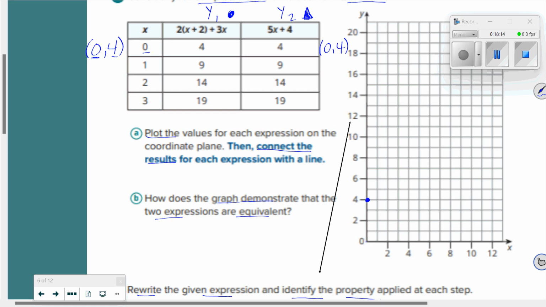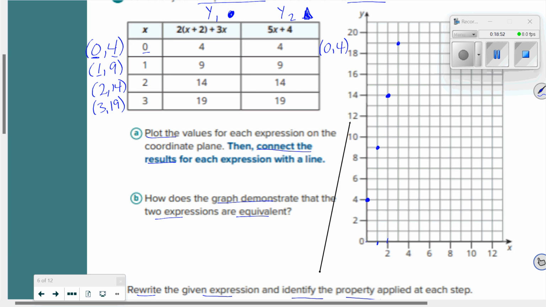For my next point, now it's going to be 1, 9. Meaning, for my X, I'm going over to the 1. So I'm over right here. But I don't make a dot yet, so I still have to go up to 9. So I come up to 9. Now I make my dot. Next one is going to be at 2, 14. So I come over to 2. I don't make a mark yet. I come all the way up to 14. Now I make my dot. Last one is going to be at 3, 19. So I come over to 3, come all the way up to 19. Now I make my dot.